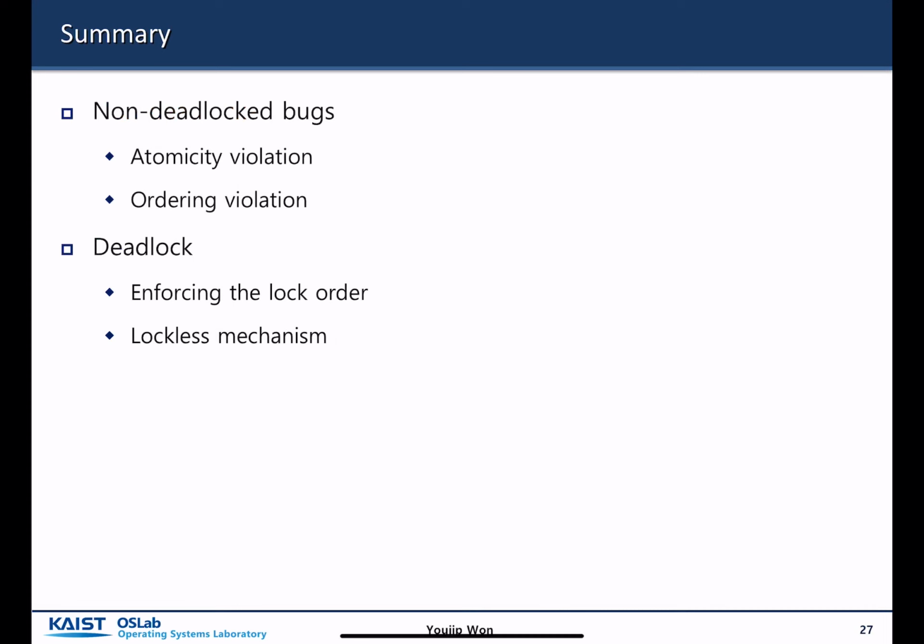So in this section, we covered 2 types of bugs: non-deadlock bugs and deadlock bugs. And in non-deadlock bugs, we covered the atomicity violation and ordering violation. And to handle the deadlock, we can enforce the lock order, or you can employ a lockless mechanism.